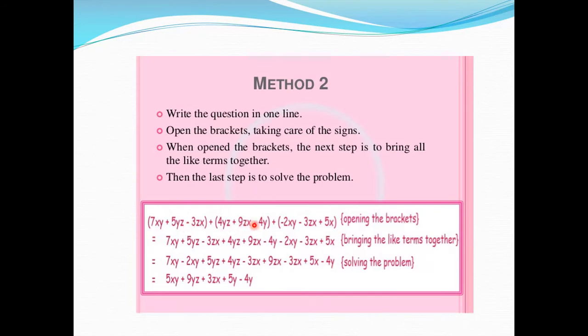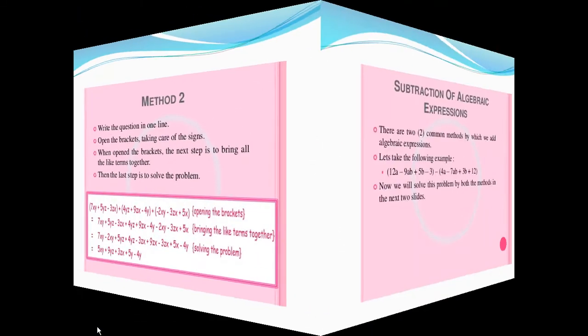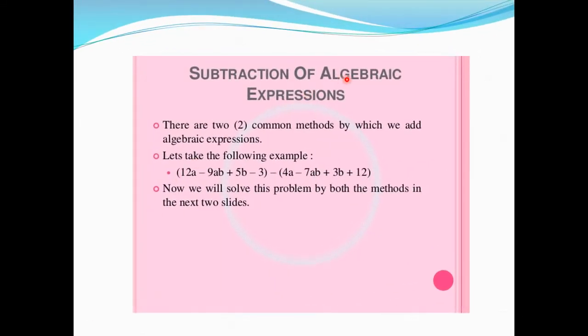Here you can see I kept all the expressions separately. Then I opened the brackets, 7xy plus 5yz and so on. Then bringing the like terms together, we solve it. 7 minus 2 is 5xy, yz the same, so 5 plus 4 is 9yz, and zx, zx, zx. Can you see this? All like terms, so you operate accordingly. Now minus 3 plus 9 would be plus 6, and plus 6 minus 3 is plus 3zx. 5x has no like term, minus 4y has no like term. Clear?